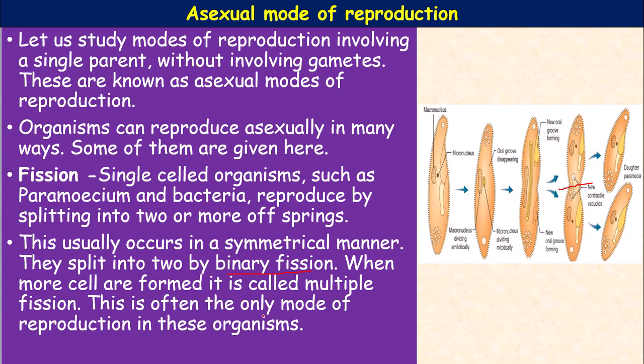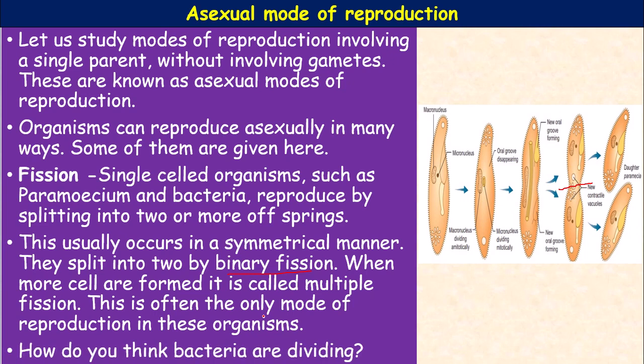When the conditions are not favorable, the protozoans will form a cyst over themselves and divide, and the nucleus divides many times. This is called multiple fission. This is often the only mode of reproduction in these organisms. Binary fission occurs when the conditions are favorable. How do you think bacteria are dividing? Bacteria also divide by binary fission.